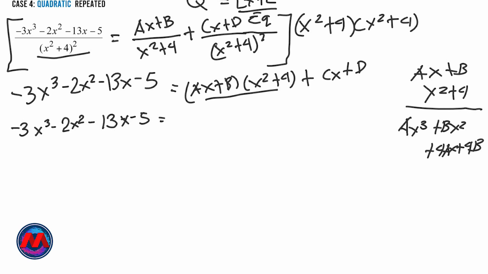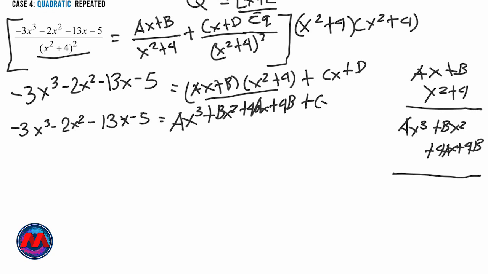Pag minultiply natin to, ito. So, we add like terms pero walang magkaparehas na like terms. Kaya wala tayong pwedeng ma-add. So, copyhin na lang natin. Ax cubed plus bx squared plus 4ax plus 4b, plus cx plus d. Alright.